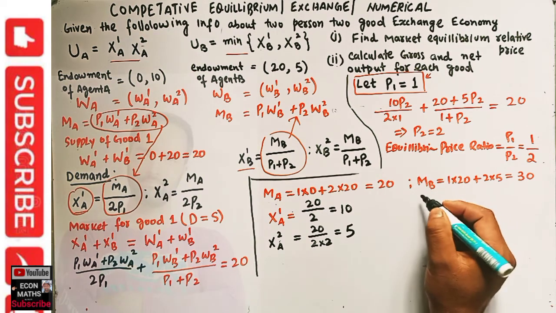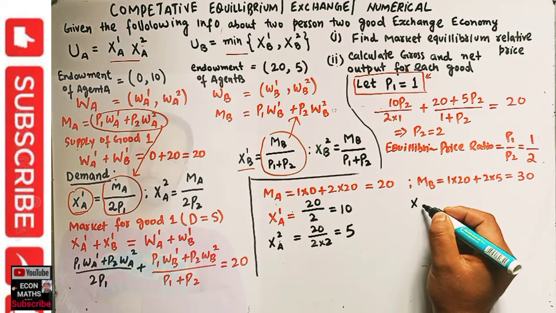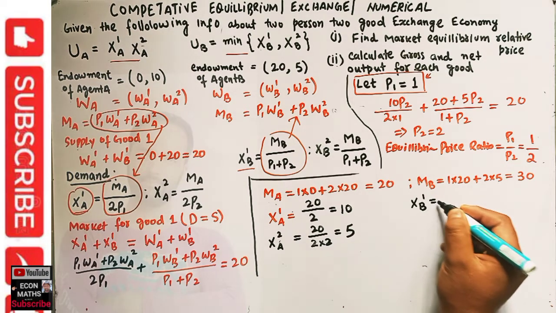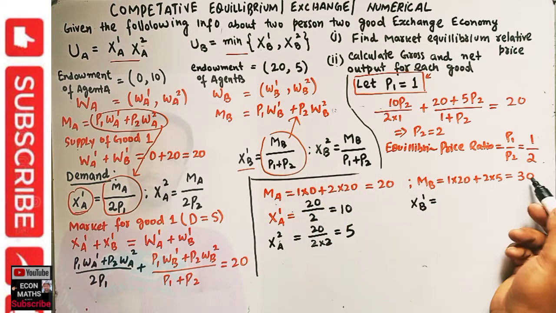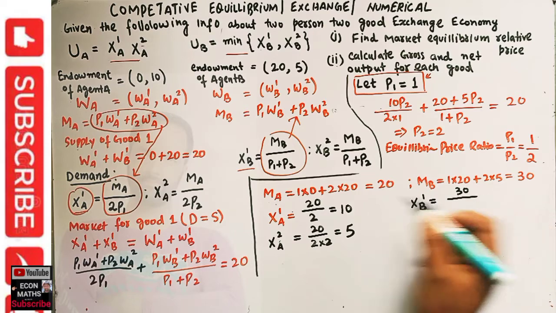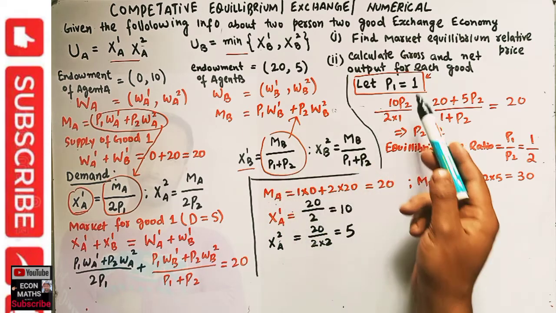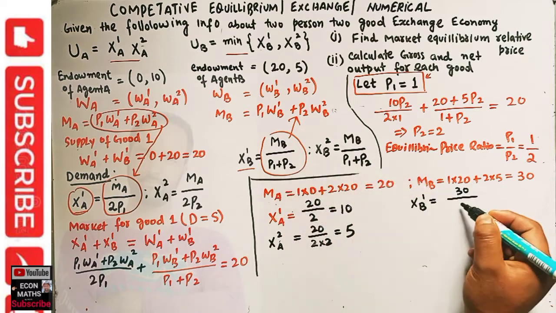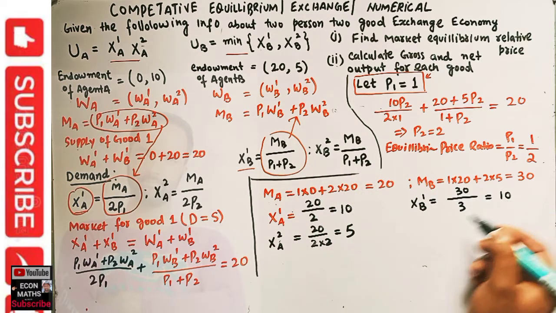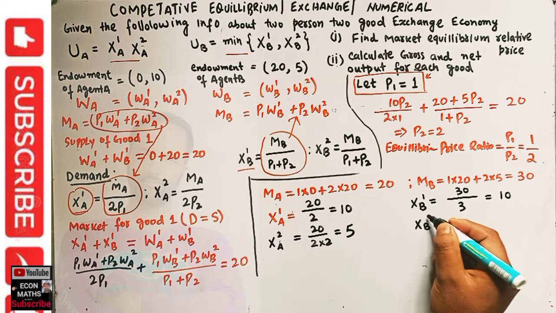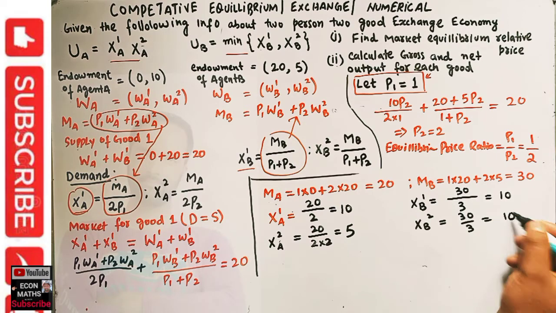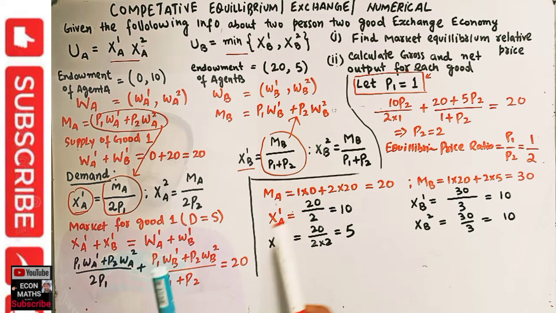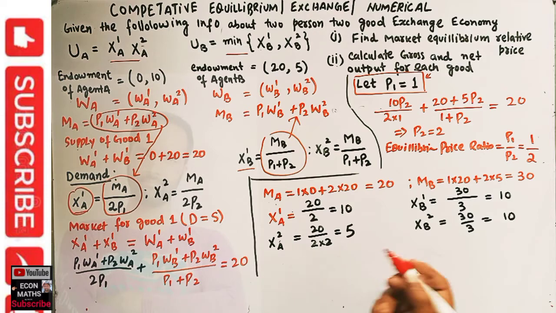Okay, what about person B? So XB1, that means gross demand of good 1 by person B is equal to MB, we got here 30, divided by P1 plus P2. P1 we assumed 1, P2 we got 2, so 1 plus 2 is 3, which comes out to be 10. And symmetrically XB2 will also be equal to 30 upon 3, okay, which comes out to be 10. Okay, these are the gross outputs of each good.